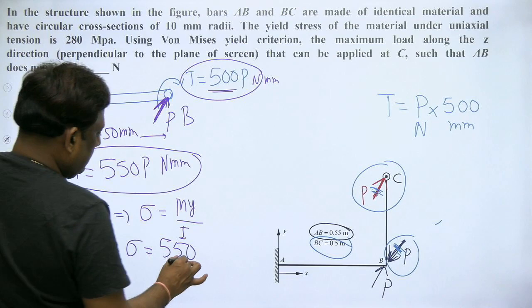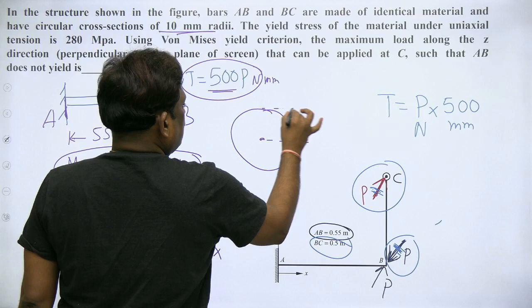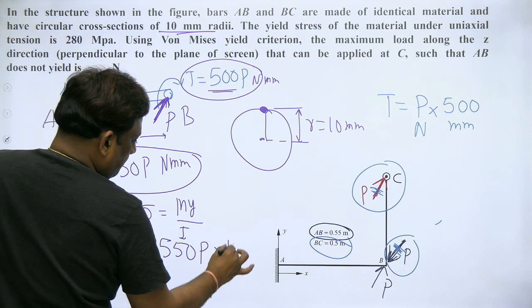Okay, that is M Y. It is given the cross section radius, this radius is given as 10 mm. Therefore the maximum bending stress will be here, so sigma will be equal to M Y by I.